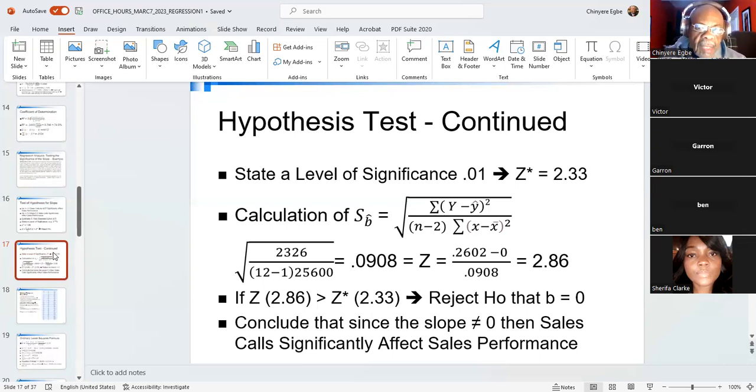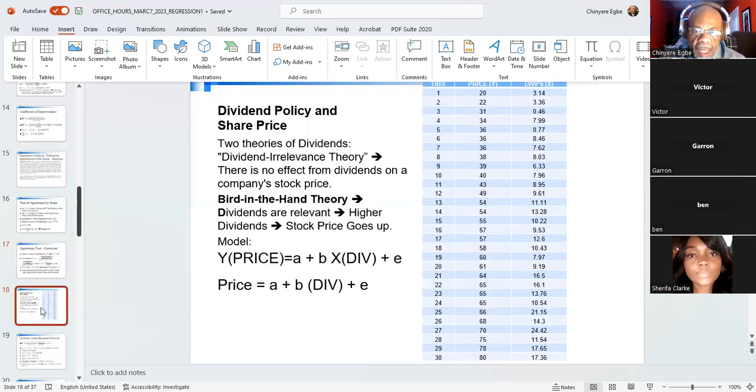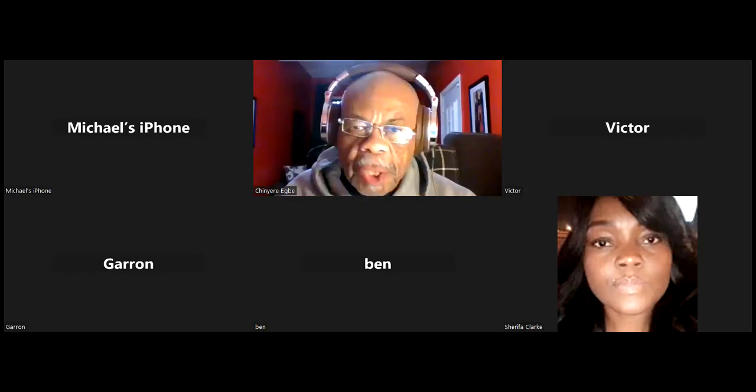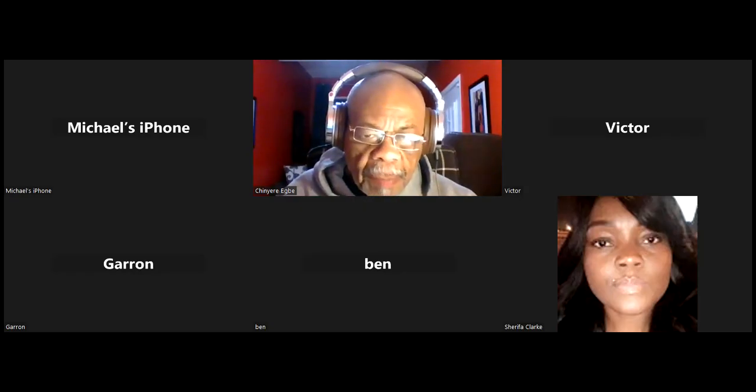So let's go and see how the summation of y minus y hat squared comes about. This is the data. No, that's not the data for that. So I'm going to bring up the data for sales calls. I'm going to stop this share and bring up a new share, a new file.